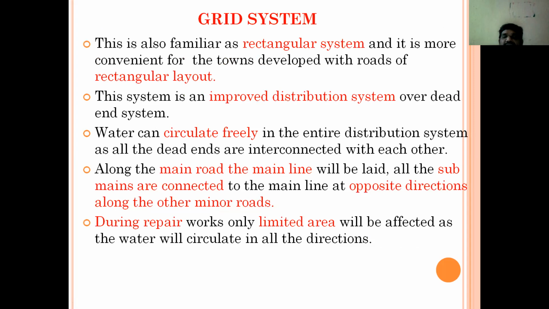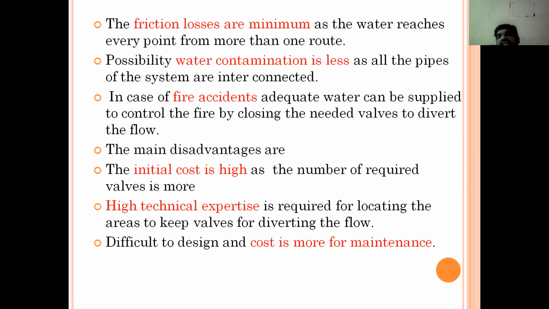See here, first of all, we'll discuss one more time. This is the improved distribution system over the previous dead-end system, and this is adaptable to cities which are developed and have rectangular layouts. This is mostly adaptable. Here, as all ends are connected to each other, water can circulate freely. Along with the main road, the other minor branches will be connected to the main branch line towards the minor road directions. And during repair works, only a limited area will be affected.